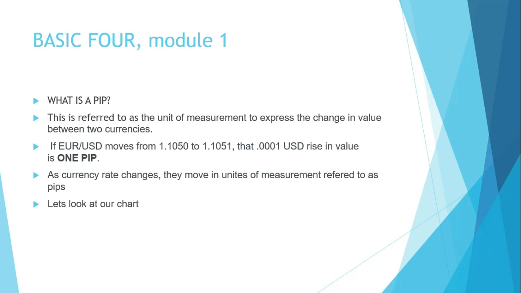So in forex, if the market is moving from one point to the other, we don't refer to it as kilometers. We refer to the movement as what? Pips. So pips refer to the movement of currency from one exchange rate to the other. This is referred to as the unit of measurement to express the change in value between two currencies. For example, if EUR/USD moves from 1.1050 to 1.1051, that 0.0001 added to the movement or the change in value is referred to as 1 pip. As currency rates change, they move in units of measurement referred to as pips.